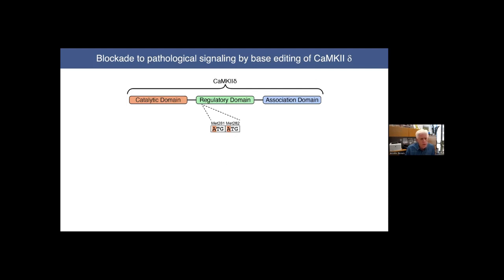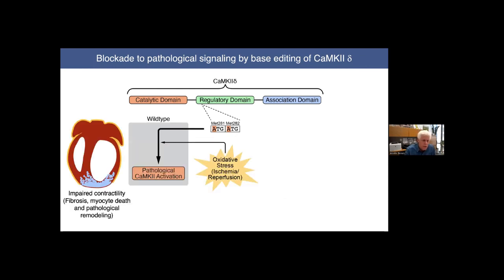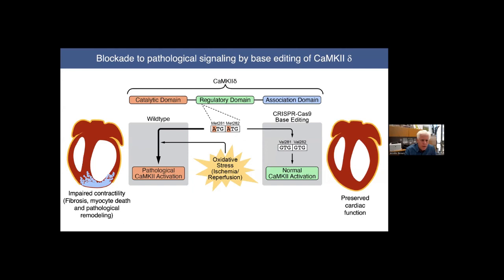So what I've told you so far is that these are the two target methionines encoded by ATG codons in the regulatory domain. In response to ischemia reperfusion injury and oxidative stress, they become oxidized, and this leads to pathological CAM-K activation, which culminates in impaired contractility, fibrosis, and pathological cardiac remodeling. As a proof of concept, base editing of two adenines to guanines changes the target amino acids from methionine to valine. This does not affect, as far as we can tell, the physiologic function of CAM-K2, but it impairs the pathologic activation and renders the heart resistant to this form of stress-induced cardiac disease.